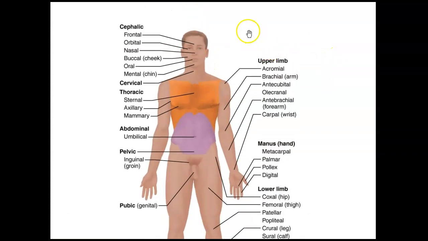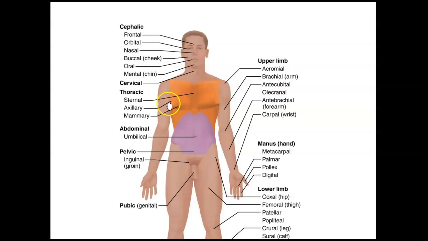All right, cephalic refers to the head region. Frontal refers to the forehead region. Orbital, the eye region. Nasal, the nose region. Buccal, the cheek region. Oral, the mouth region. And mental is the chin region. Cervical is the neck region. Thoracic is going to be the chest area. Sternal is the breastbone region, which the bone here is called the sternum. So that's where that comes from.